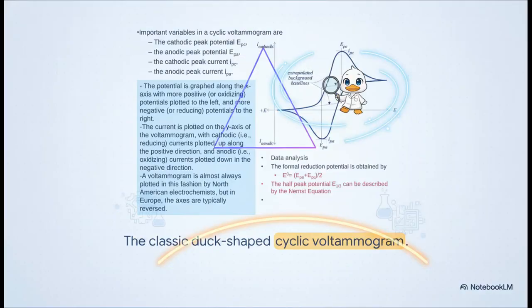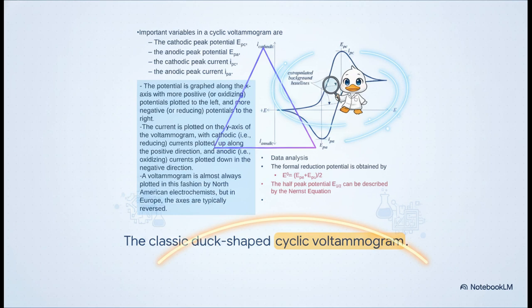Now, what's really interesting about this final output is the shape. If you run a triangular voltage scan, remember we talked about that in Act 1, you get a cyclic voltammogram, and electrochemists actually affectionately call this the duck-shaped graph. Here's how it works. As the voltage sweeps forward, the current spikes to a cathodic peak potential, or EPC, as the species is reduced. Then, as the voltage sweeps backward, the species is oxidized, and the current drops down to an anodic peak potential, or EPA.